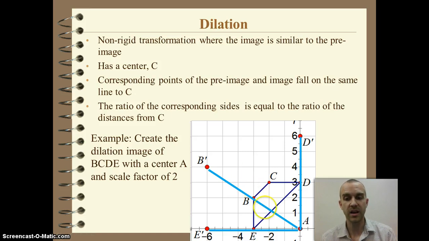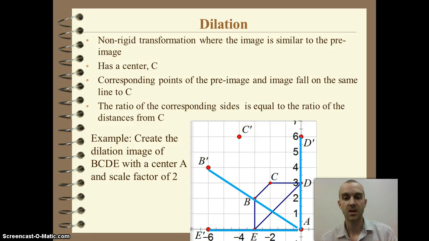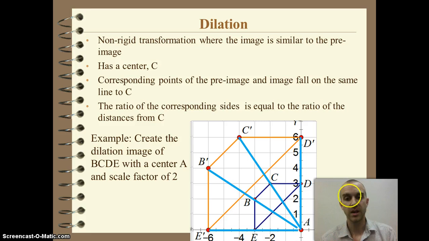Same thing with C. That's a hard measurement to figure out what's double, but I can use the scale factor and go D to C should be D prime to C prime. I should have that ratio of 2-to-1. And again, if I connect the lines, I see they fall in the same line, and I could use the distance formula if I truly wanted to check and make sure it's exactly a 2-to-1 ratio. So here is my quadrilateral that is a scale factor of 2: B prime, C prime, D prime, E prime.